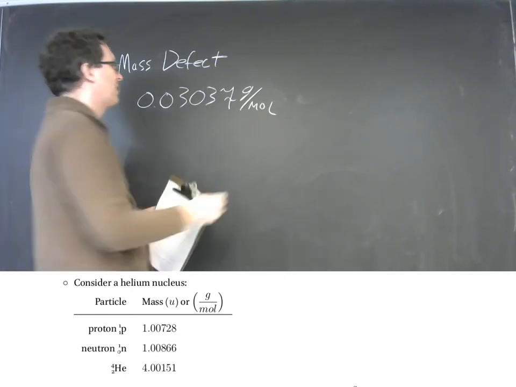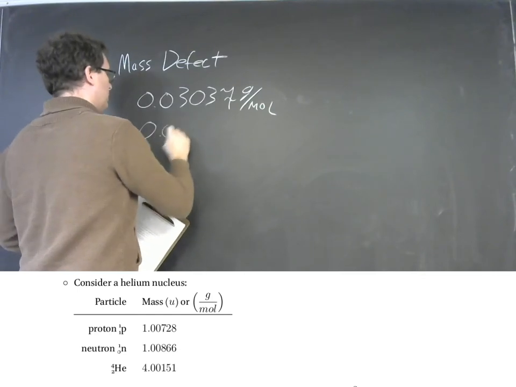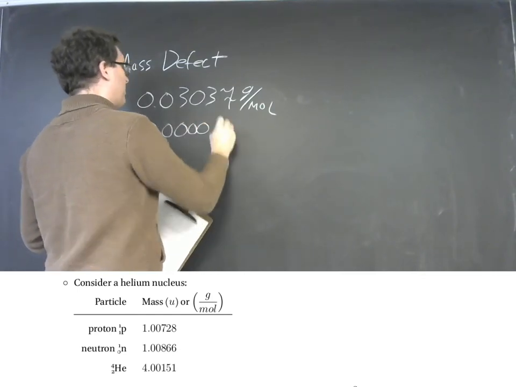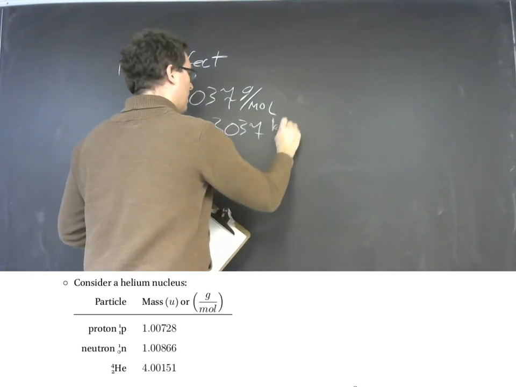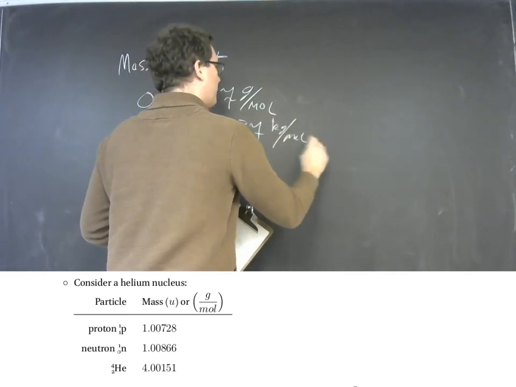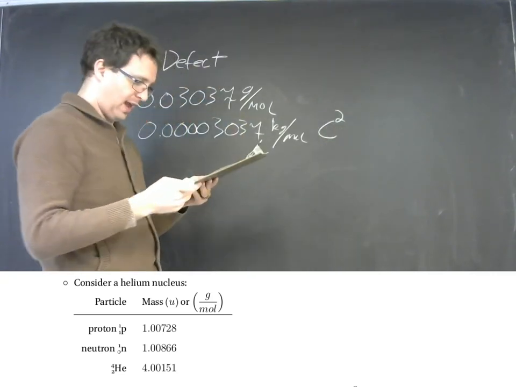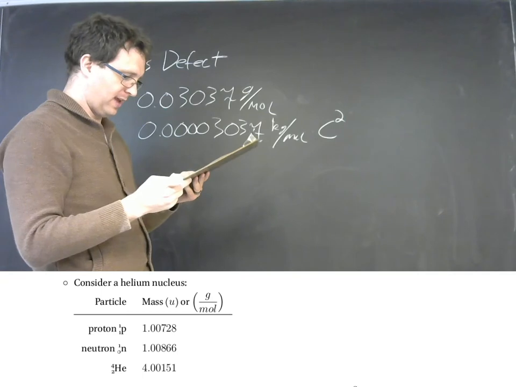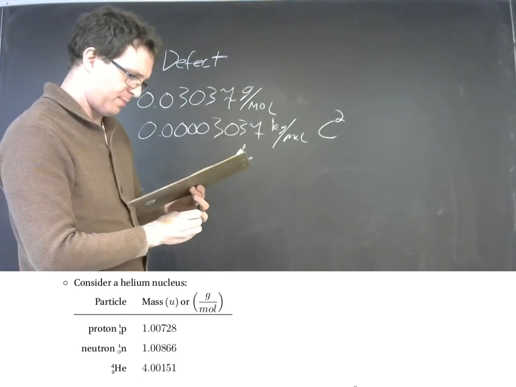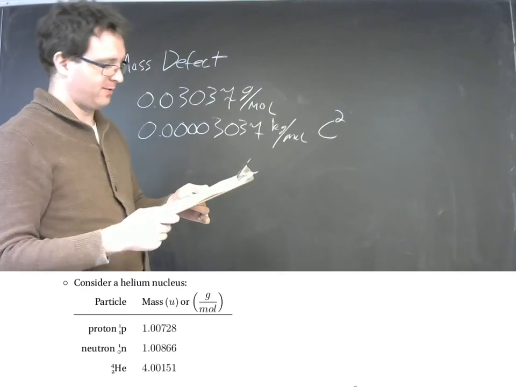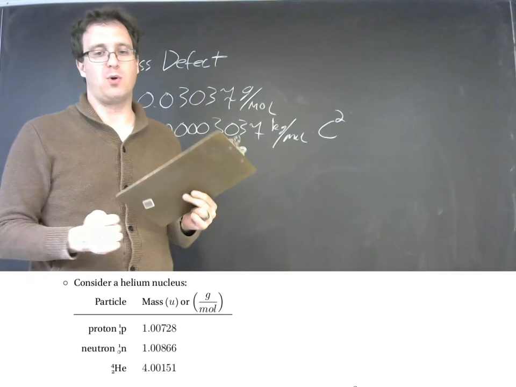And again, we can convert this to kilograms, right? So 0.0000, we'll add 3 zeros, 3037 kilograms per mole, and multiply that by c squared. That will give us an energy. And in fact, I don't have the energy for that, but I can tell you it'll be on the order of 4 times 10 to the 7th kilojoules per mole.